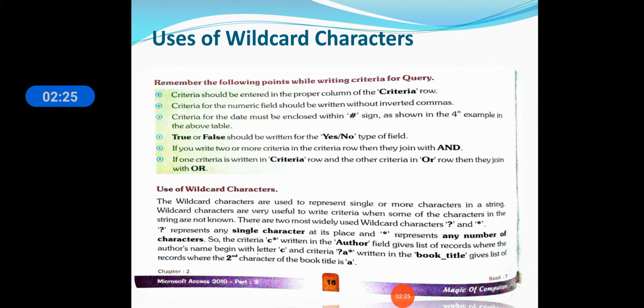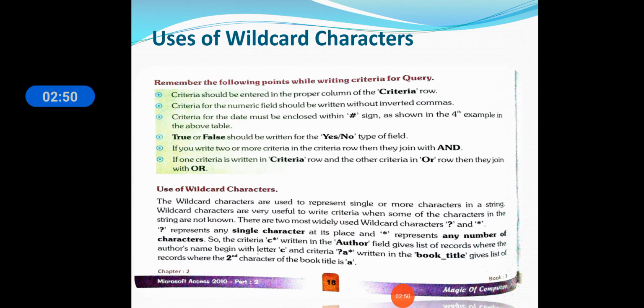So wildcards are used to represent single or more characters in a string. Characters means the characters which are there. For example, Ramesh is a word. So how many characters are there? 5 characters are there. Okay. Six characters are there in that word. So like this, it represents single or more characters in a string.